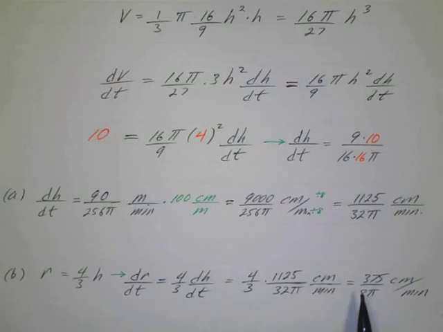4 goes into 32 8 times, 3 goes into 1125 375 times. So dr/dt equals 375 over 8 pi centimeters per minute. So the B part wasn't so bad because we did most of the work in the A part. So after the setup, this becomes pretty much just algebra and not too bad. That helps.